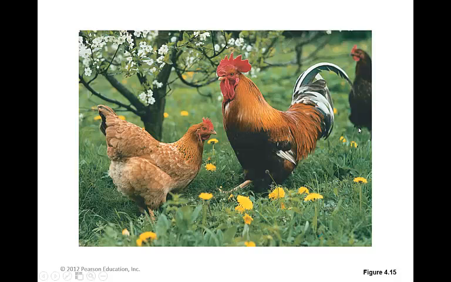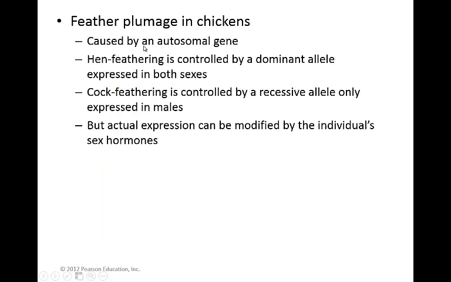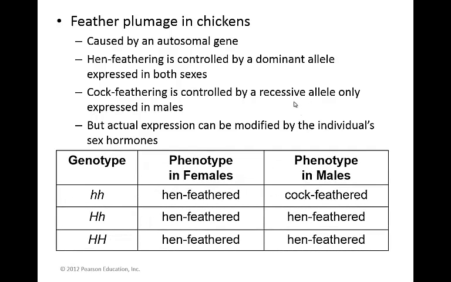So in many different types of birds, their feathering pattern is going to be quite different between the males and the females. So if you're looking at feather plumage in these chickens, it's actually caused by an autosomal gene, not an X-linked gene. The hen feathering is controlled by a dominant allele that happens to be expressed in both sexes. The cock feathering is controlled by a recessive allele that's only expressed in males. But in reality, and this happens with many of these types of traits, the actual expression is modified by the expression level of the individual's sex hormones.